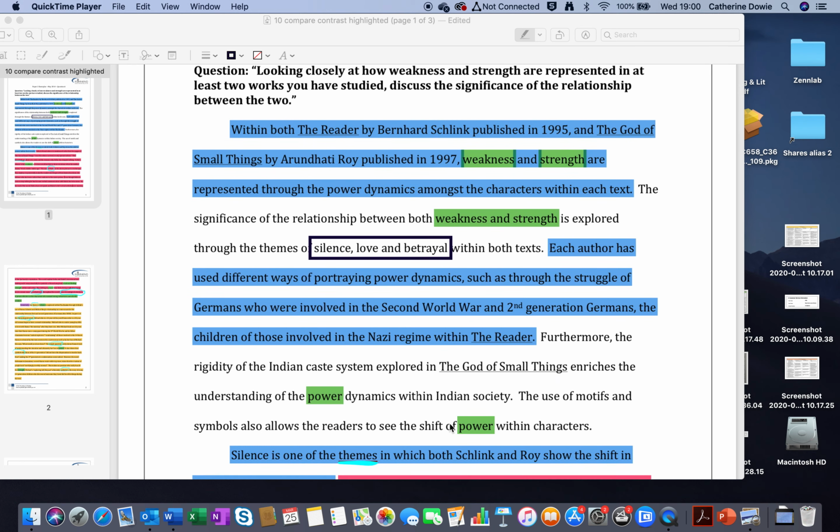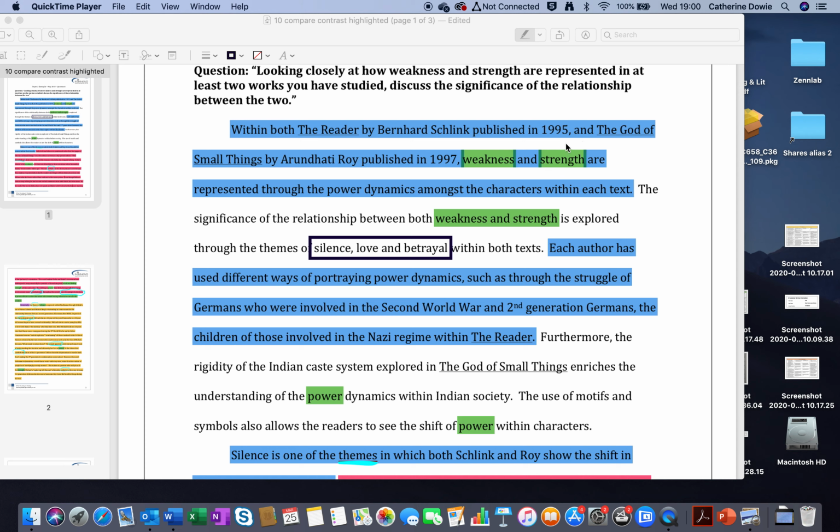I've also highlighted in blue the sentences that refer to both texts. Now, because it's a compare-contrast essay, you do need to be using as many blue sentences as you can. So these are sentences which have references to both of the texts. So here it says, within both The Reader and The God of Small Things, weaknesses and strength are presented through the power dynamics. So that first sentence right off, right in the beginning, compares the two texts.